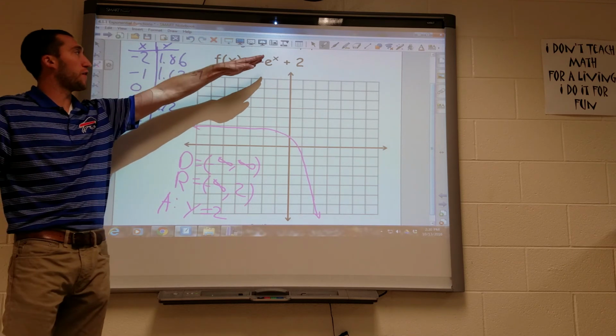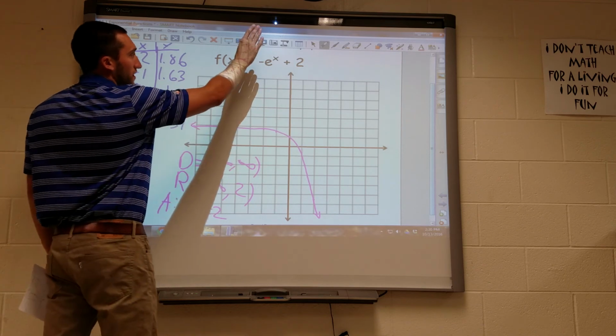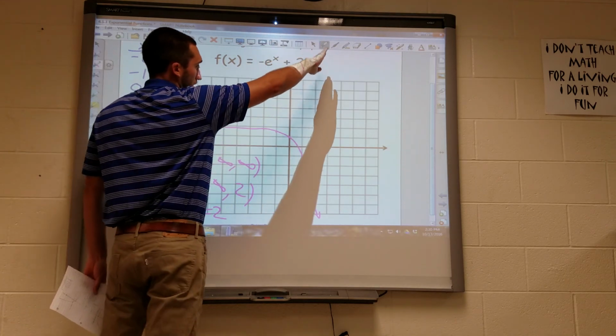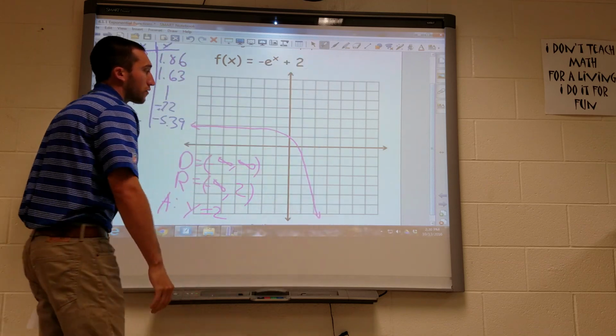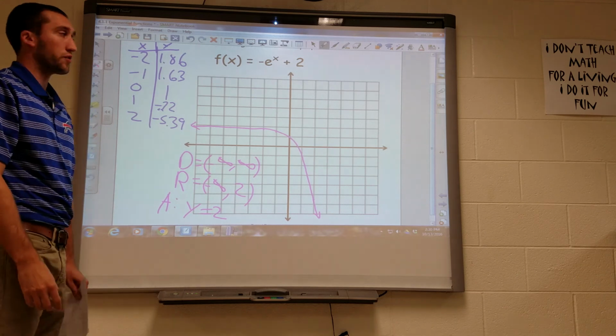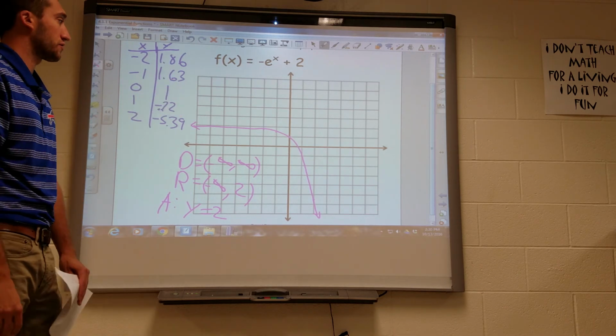So we've graphed this function. We've used our transformations again. If you just realize that e to the x is just a basic exponential graph, they've negated it, so it flipped it over, then moved it up 2. So all the same transformations apply to exponential graphs.